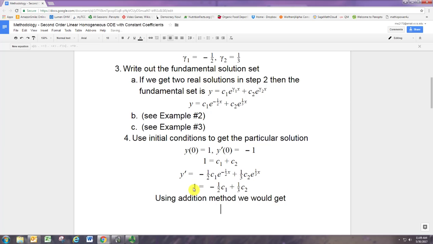So go ahead and multiply this equation by 2. You get 2 equals negative C1, which we'll add with C1 to 0, plus 2 thirds C2. And when you add those two together, you have 1 plus 2 is 3, and 1 plus 2 thirds is 5 thirds.